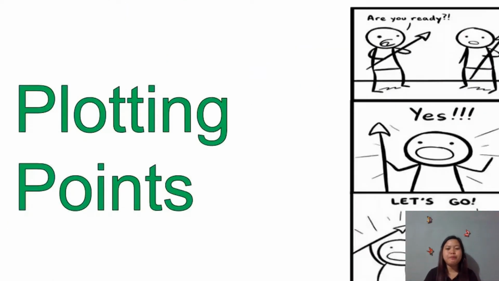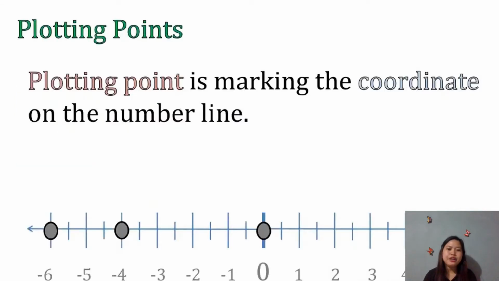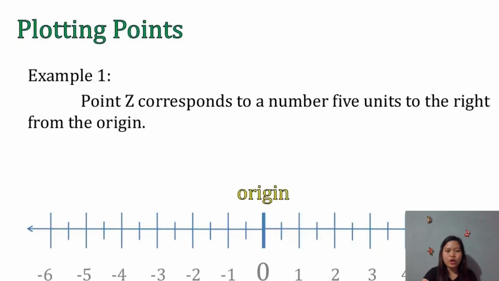Now let's go to plotting points. Again, are you ready in plotting our points now? Okay, let's go. So we have here plotting point is marking the coordinate on the number line. So you just have to mark the coordinate in the number line. Just like this one. 0, this is for 0, this is for here, gimark na to, and this is negative 6, and this is negative 4.